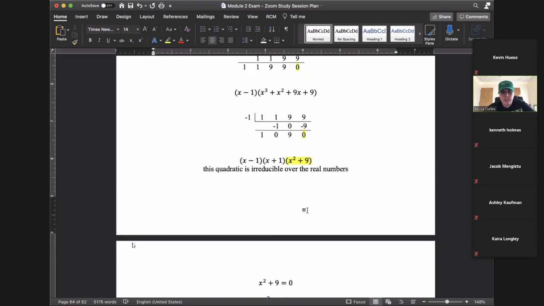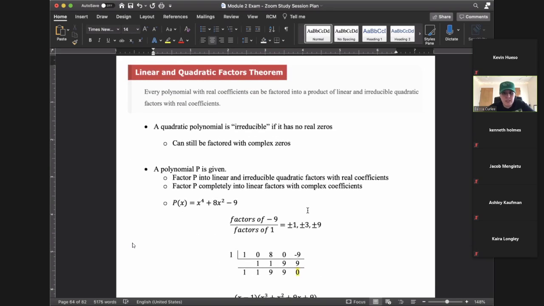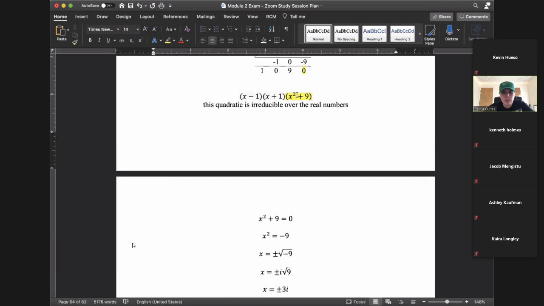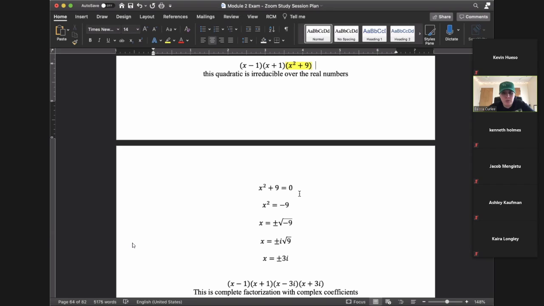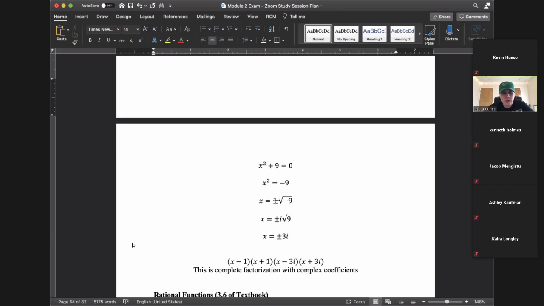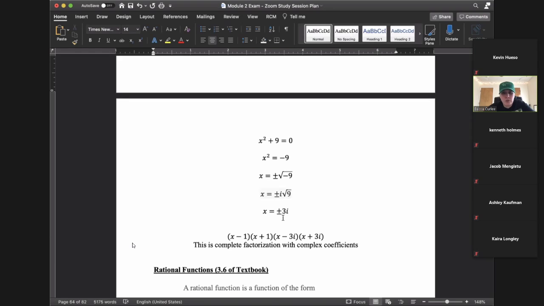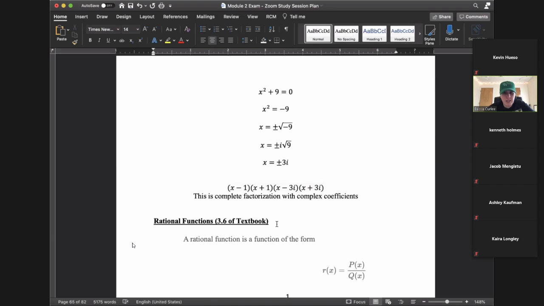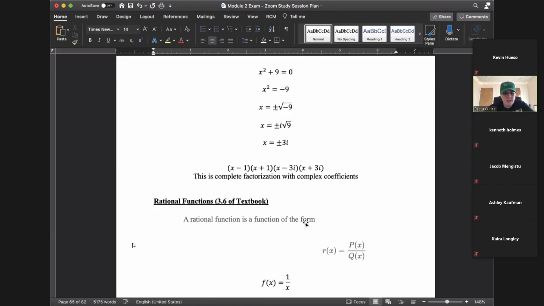Then it says to factor p completely into linear factors with complex coefficients. To factor it completely, we've got to get this x squared plus 9 into complex zeros. So we take x squared plus 9 equals 0, x squared equals negative 9, x equals plus or minus the square root of negative 9, popping i outside of the radical for that negative sign. We've got x equals plus or minus i square root of 9, and square root of 9 is 3, so x equals plus or minus 3i. So the complete factorization is x minus 1 times x plus 1 times x minus 3i times x plus 3i.